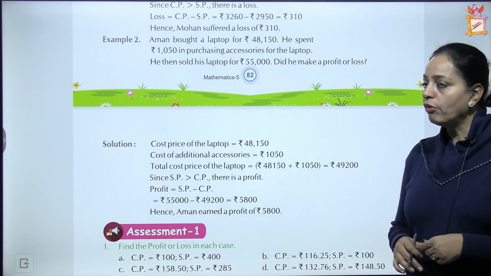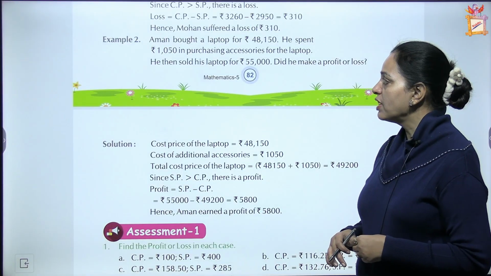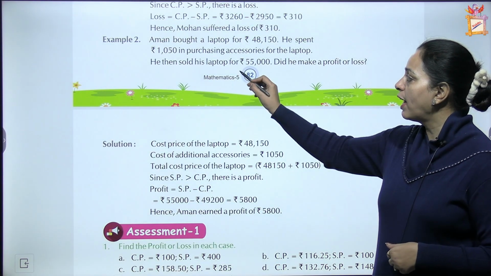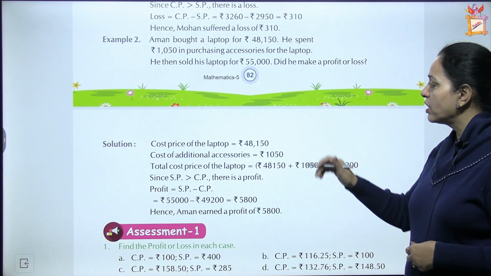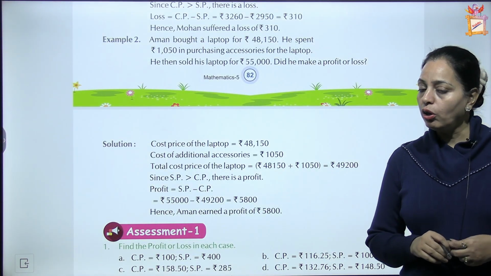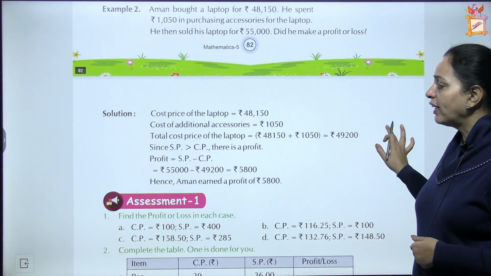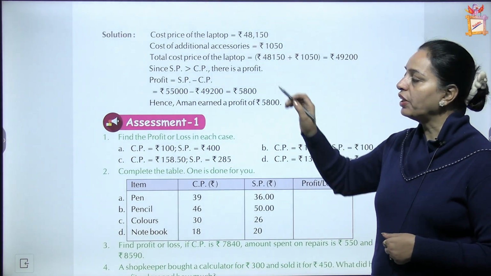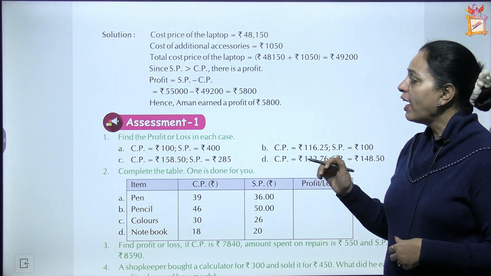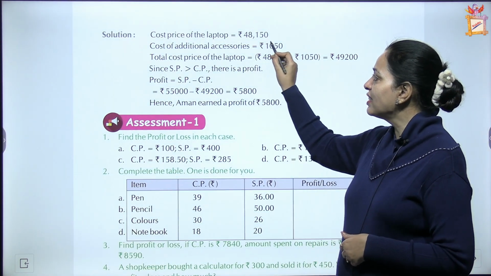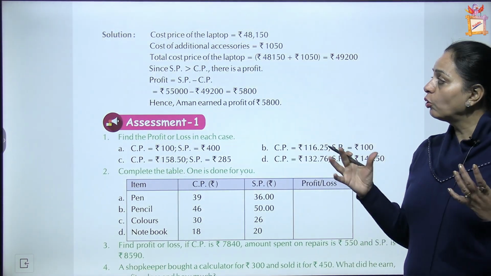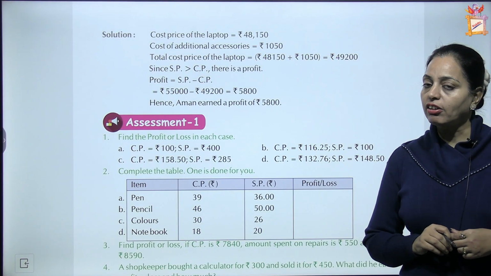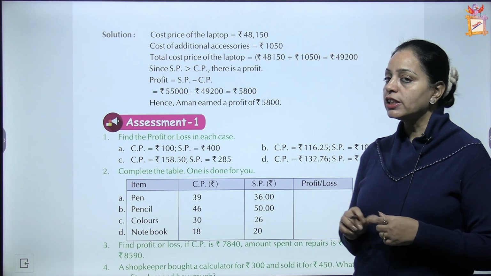Now Example 2. Aman bought a laptop for ₹48,150. He spent ₹1,050 in purchasing accessories for the laptop. He then sold his laptop for ₹55,000. Did he make a profit or loss? So first find the cost price of the laptop. So see, cost price is given 48,150 and cost of additional accessories 1,050. तो total cost क्या बन जाएगी? इन दोनों का sum, that is 49,200.